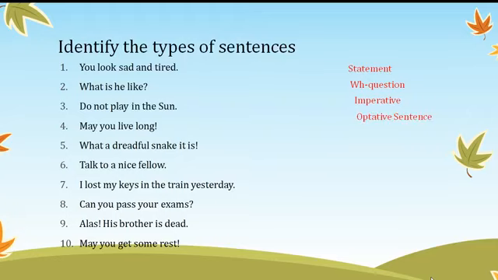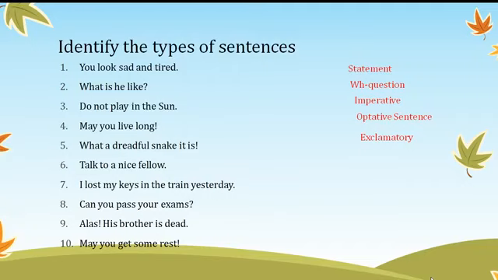Number 4: optative sentence, starting from "may" and ending with an exclamation mark. You can see it there. This type of sentence is called the what? Optative sentence. Number 5: "What a wonderful snake it is." That is the what? Exclamatory, because it ends with an exclamation mark.